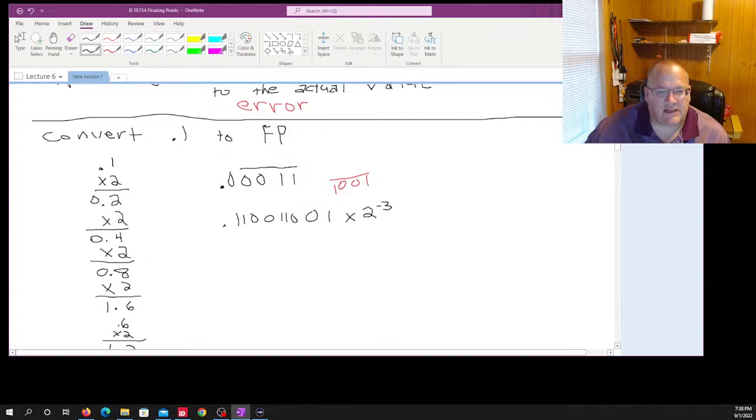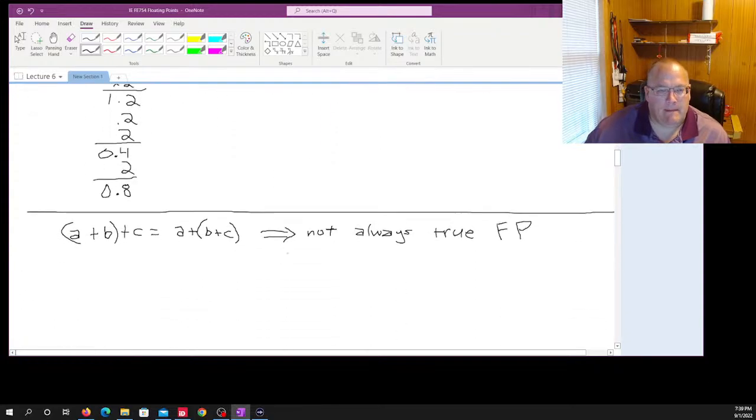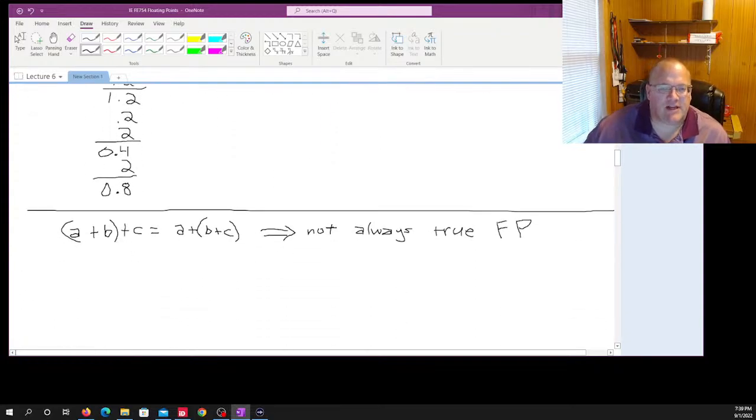Because it's the number of significant bits, right? If this gets pushed off the end and we have 3 zeros at the end, we can't count them. We would just have 6 bits of precision. So that's part of the reason why.